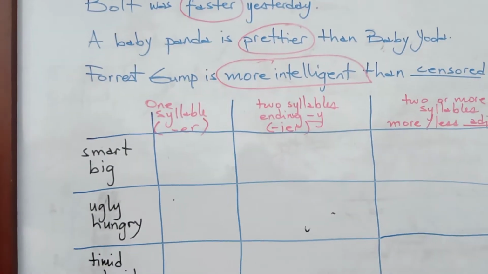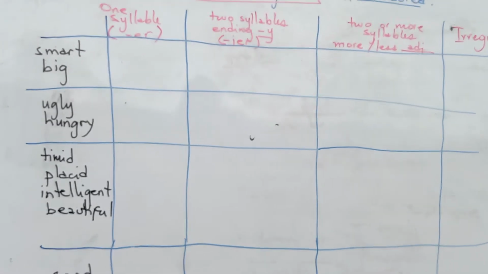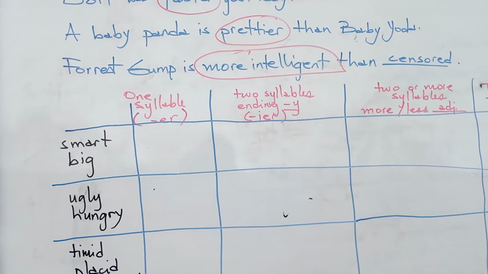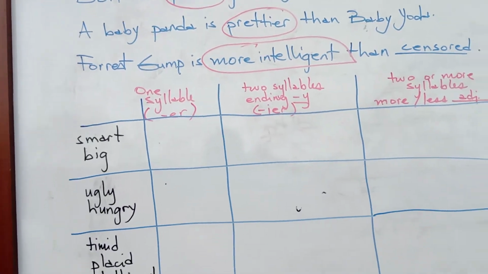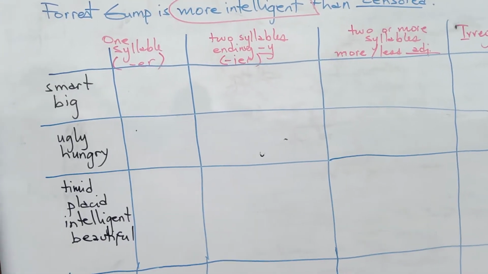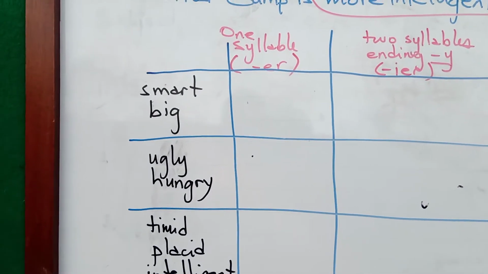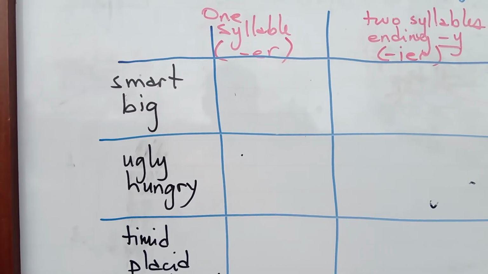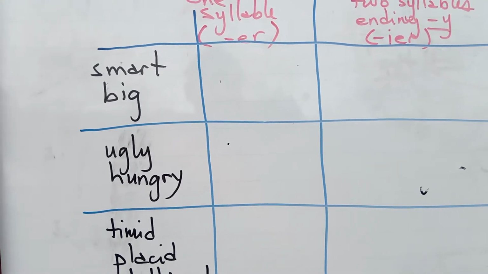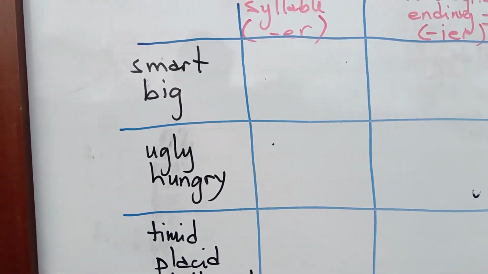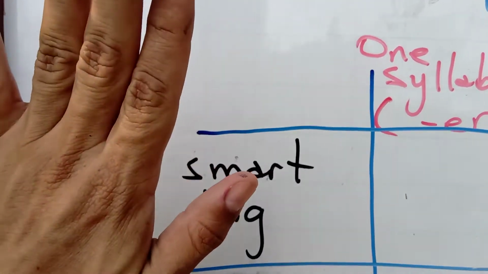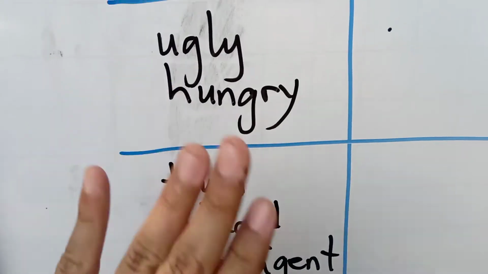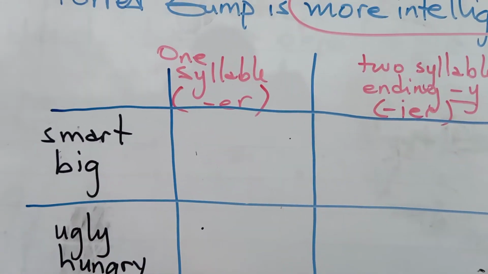Okay, so right now we are going to focus on the form. We form comparative adjectives depending on the number of syllables. Now, if you look at the first examples, we have smart and big. Smart and big only have one syllable. A syllable is a unit of sound. If you look at this, ugly, hungry, they have two syllables.